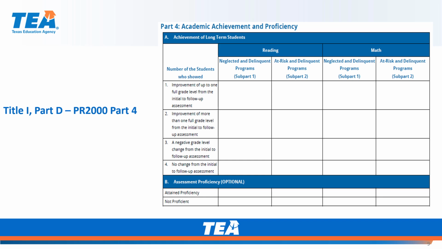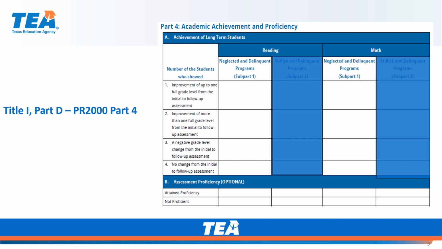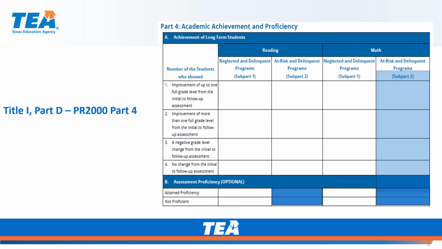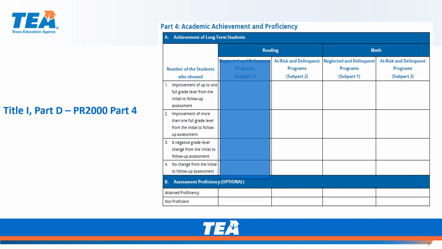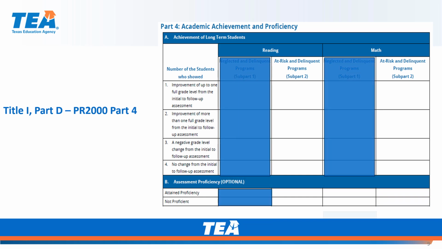In Part 4, following the same pattern as Part 3, the state agencies will report numbers on the first columns with Subpart 2 items grayed out. The LEAs will report numbers on the second column with Subpart 1 items grayed out.